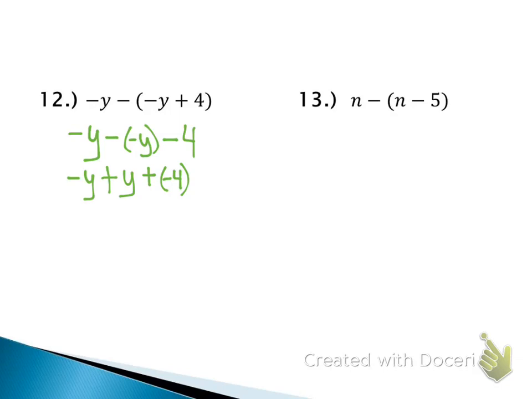Looking at what we have now, we've got a negative y plus y. Those are opposites. We talked about yesterday how opposites add up to 0. So they cancel out. If you really want to, you could rewrite it as 0 plus negative 4, but you don't have to. Hopefully you know if something zeroes out, you're just going to be left with negative 4.